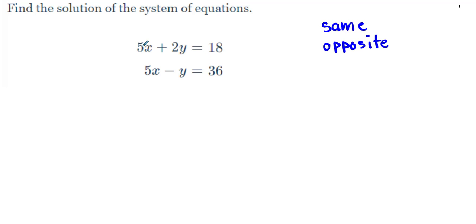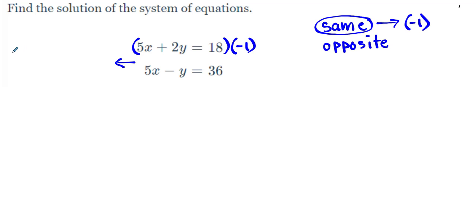Notice over here, I have 5x and 5x, and that falls under the category of the same. So the hint is that when something is the same, you want to multiply it by a -1. By multiplying something that's the same by -1, you're going to change it to the opposite. I'm going to rewrite this equation on the top, multiplied by -1. Normally I move it to the right, but I'm just going to move it over here to the left.